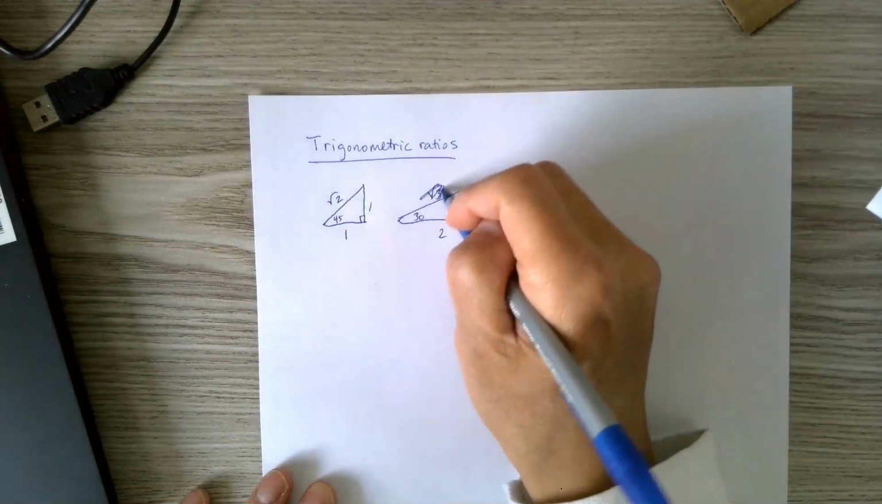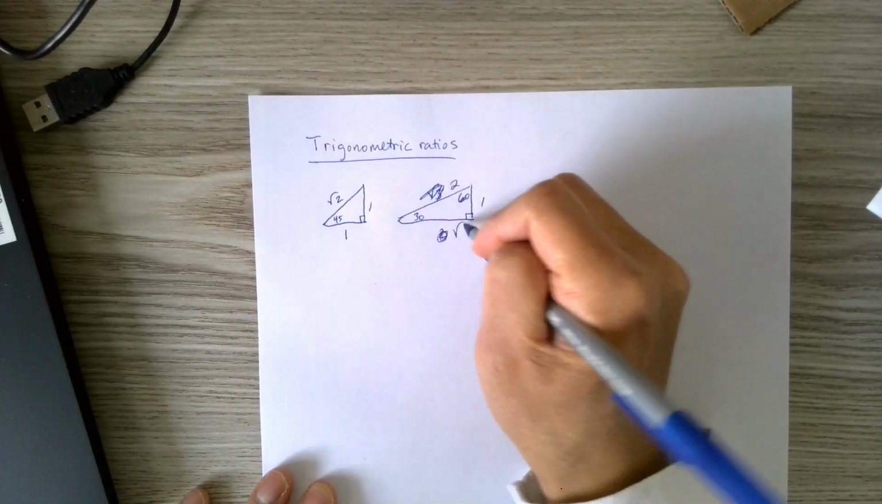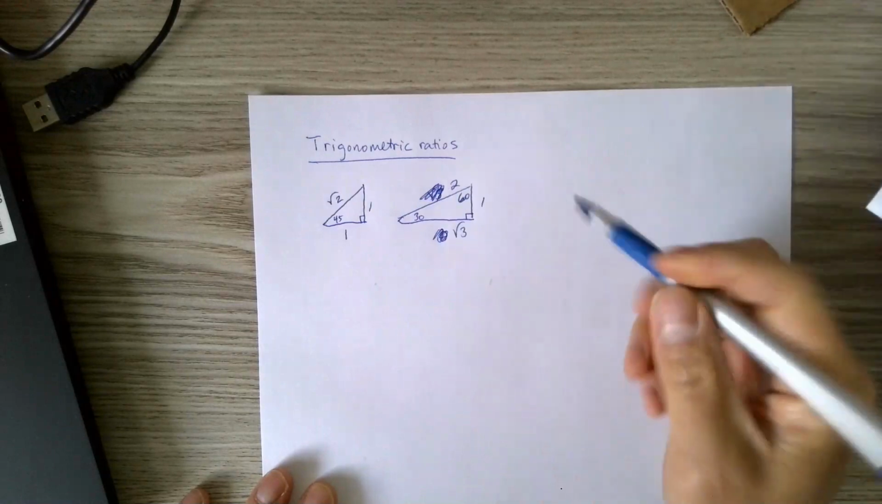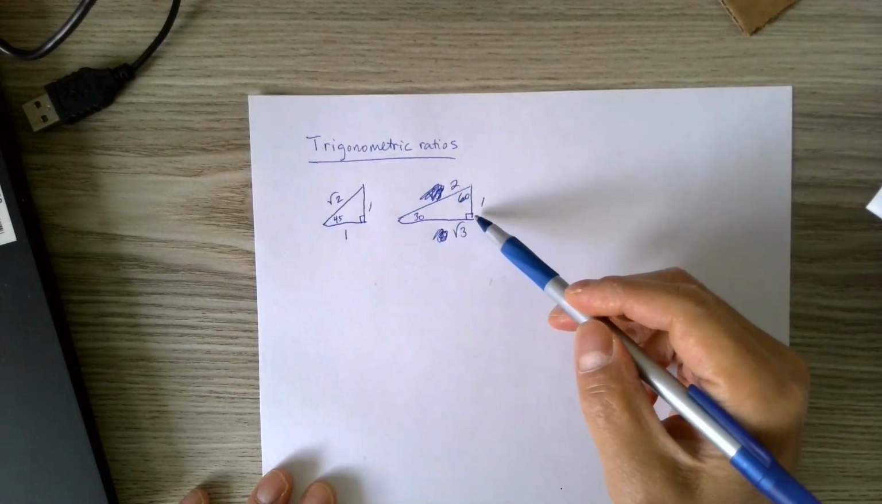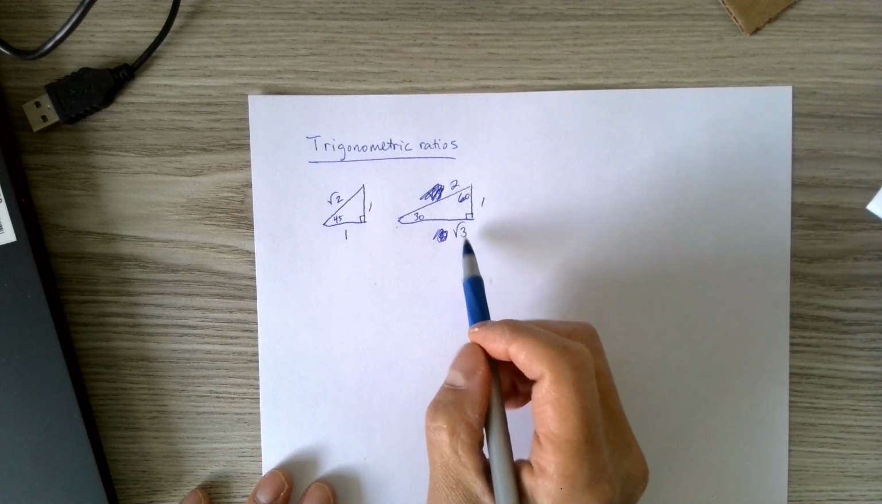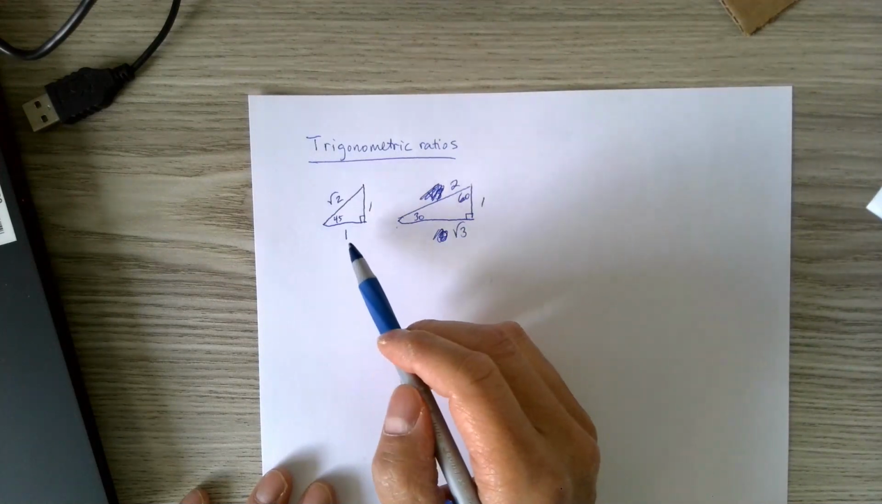Oh, sorry, that one was wrong. Okay, so the hypotenuse there is 2. Short side of the 30, 60, 90 is 1. And the long leg is rad 3. And for 45, 45, 90, it's 1, 1, rad 2.